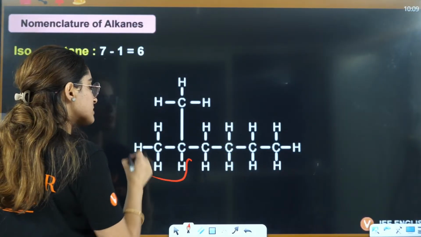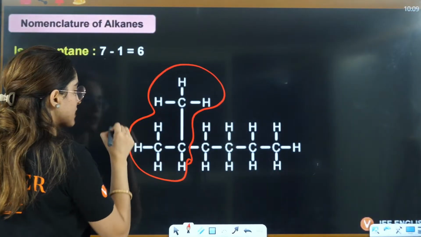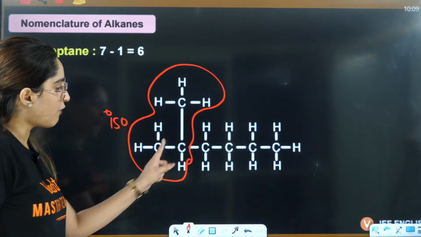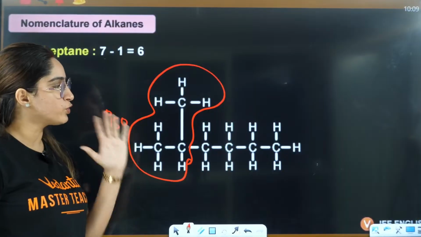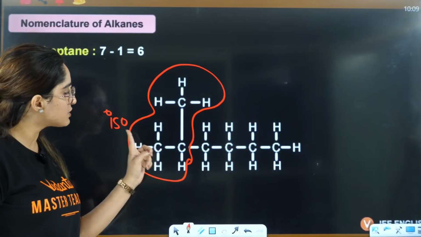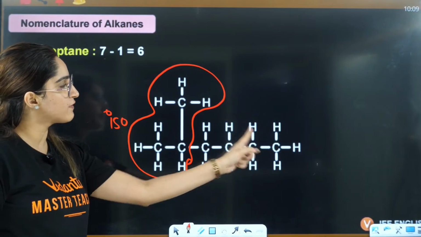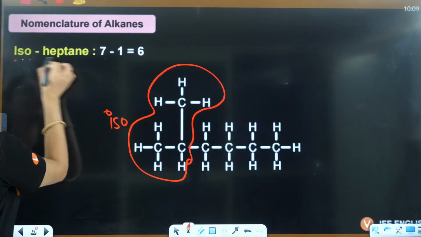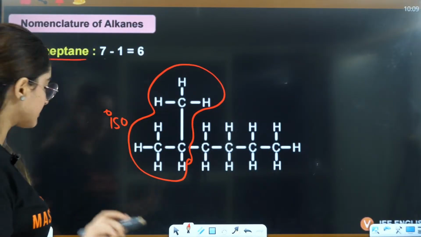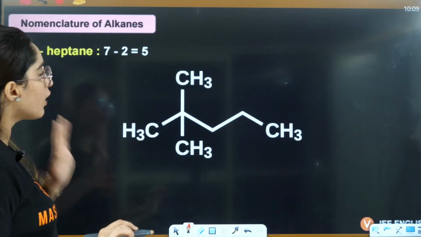And this group is iso. If you see, this group is iso. 1 carbon connected to 1 methyl, 2 methyl. Total how many carbons do you have? 1, 2, 3, 4, 5, 6, 7. So it will be isoheptane, right?